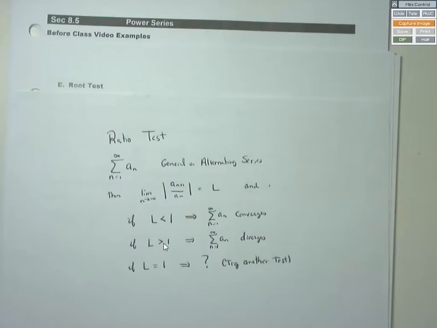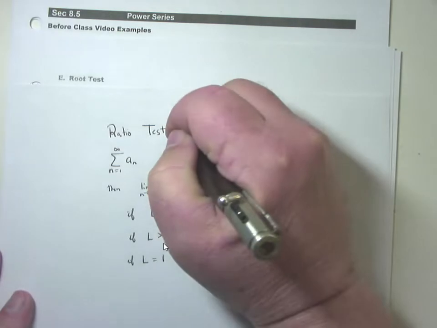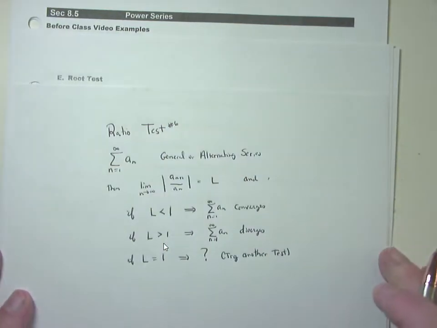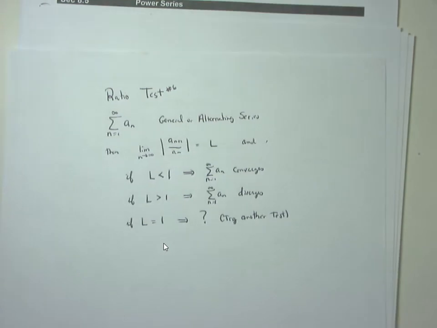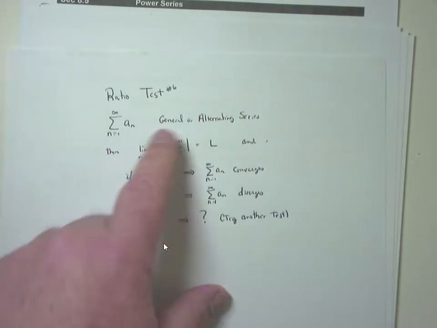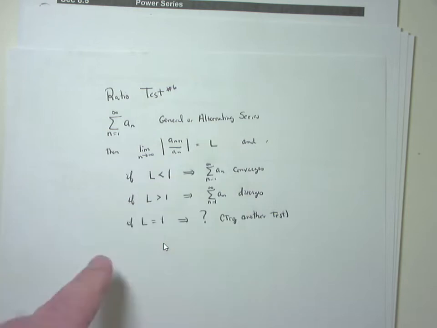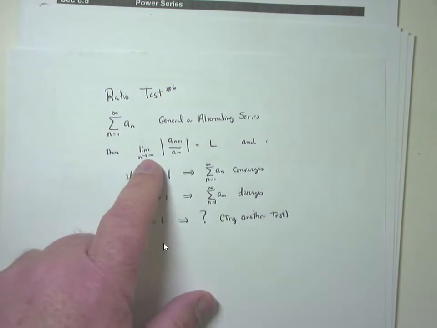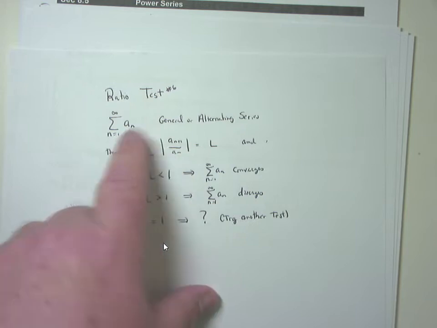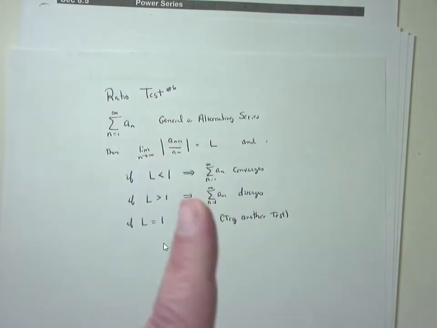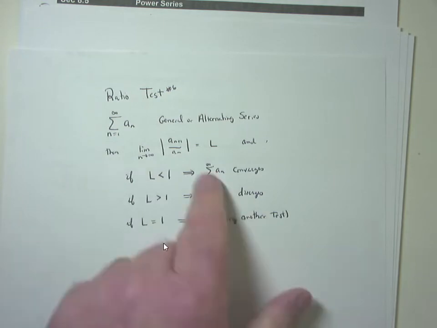Now, last time we were finishing up the sixth test. Just to remind you what it is, because it's going to play a big part in what we're going to be doing today with power series, let me remind you of the ratio test. You have a series, and it may be a general or alternating series. What you're going to do is take the limit as n approaches infinity of the absolute value of a sub n plus 1 over a sub n. You're going to clean this thing up, cancel a bunch of stuff out, and you're going to get an L number.